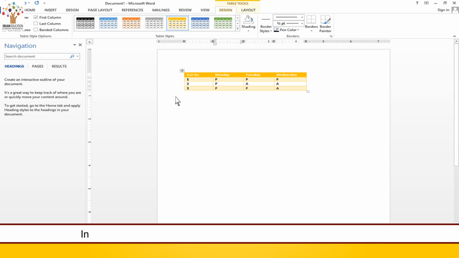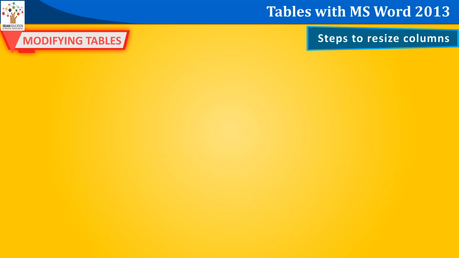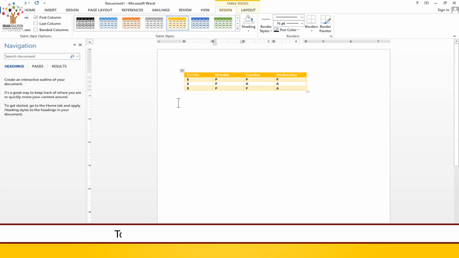Resizing columns. In MS Word, you can easily resize the rows and columns of a table so that the text fits properly in them. Steps to resize columns. To resize the columns of a table, follow these steps. Position the mouse pointer over the column divider between the first and second column. The mouse pointer changes into a two-headed arrow. Drag slightly to the right to increase the width of the first column.